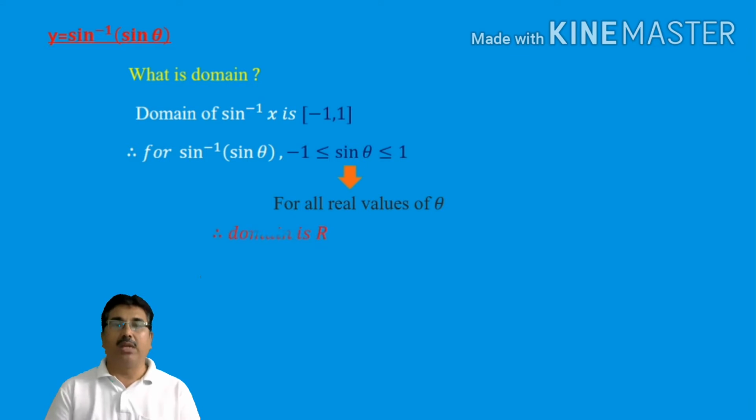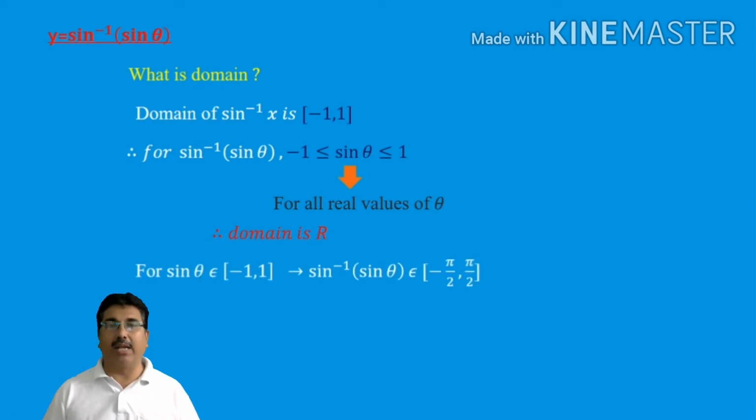Okay. Now, what is the range? For sine theta belonging to the closed interval -1 comma 1, that implies sine inverse of sine theta belongs to the closed interval minus pi by 2 comma pi by 2. That is the range of this function. Now, what are the values of sine inverse of sine theta?